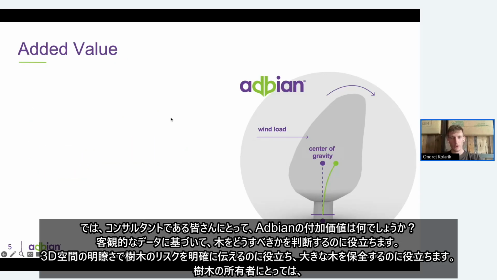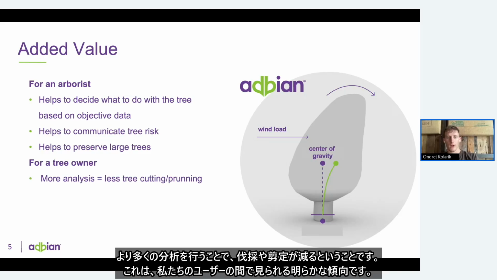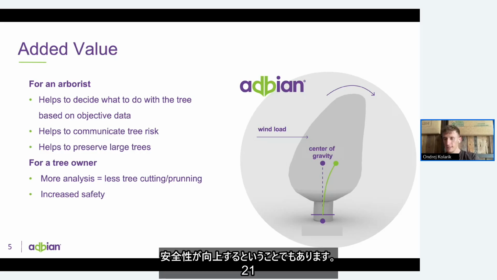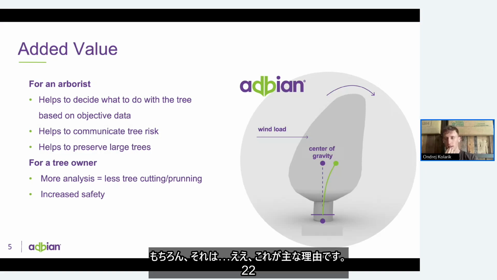So what is the added value for you as a consultant? It helps you to decide what to do with the tree based on objective data. It helps you to communicate tree risk with the clarity of 3D space, and it helps you to preserve large trees. For the tree owner, the added value is that more analysis means less tree cutting and less pruning, which is definitely a trend we see within our users. It means increased safety, and of course, these are the main reasons.